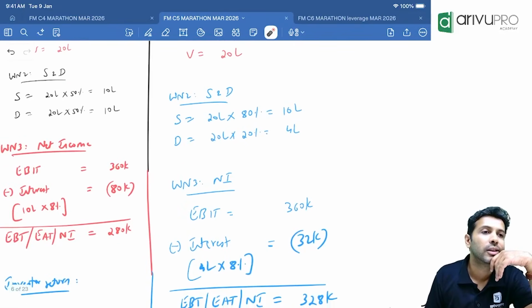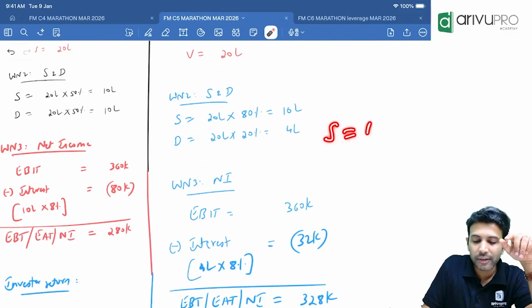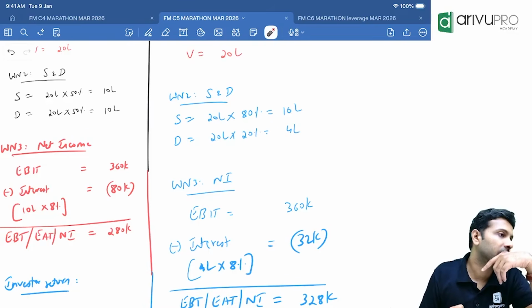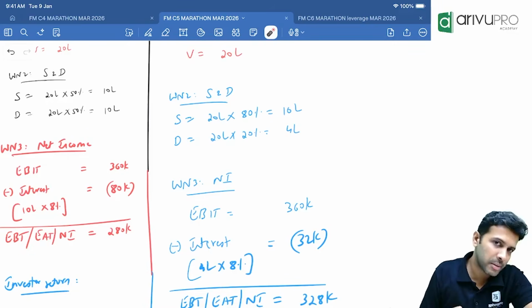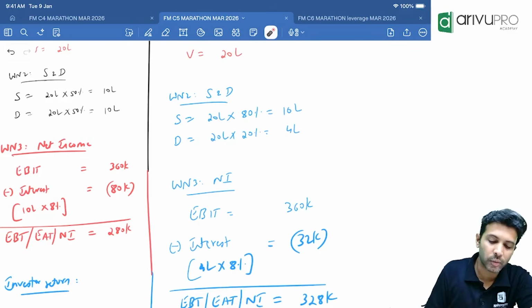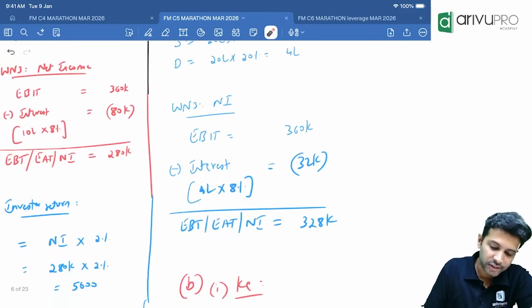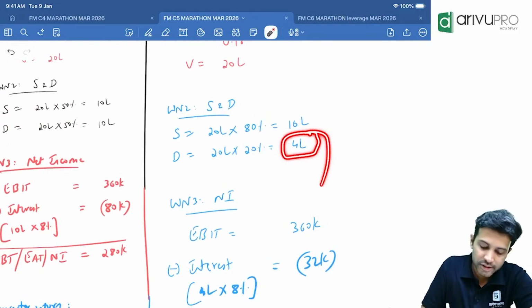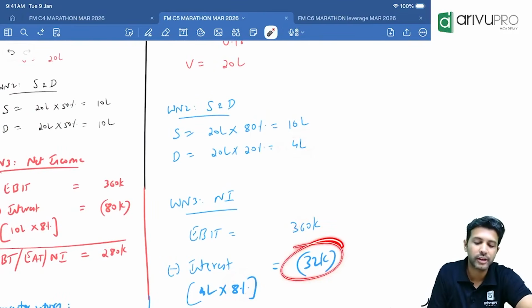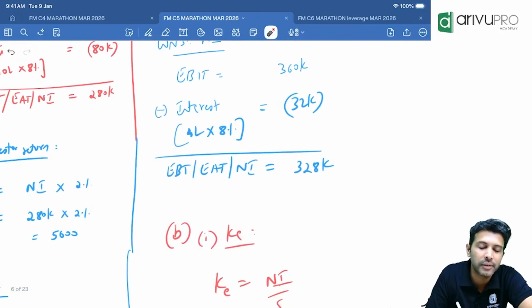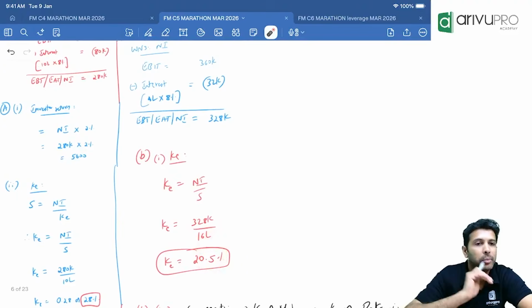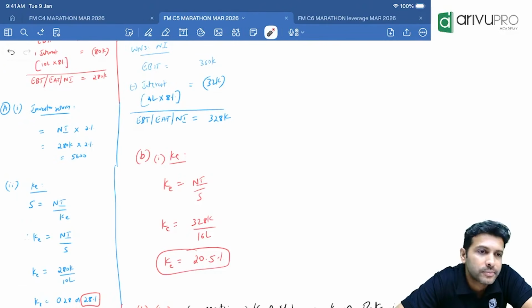To apply that S formula, we need two components: net income and cost of equity. Cost of equity we don't know, S we found out. That means we need net income. Net income's other name is EAES. From EBIT can we find it? First, EBIT is 3,60,000. Reduce interest. How much debt is this firm borrowing? 4 lakh. Interest rate they told is 8%. So 32,000 interest. Your net income becomes 3,28,000. Substitute and you'll get cost of equity of 20.5. Any problem?